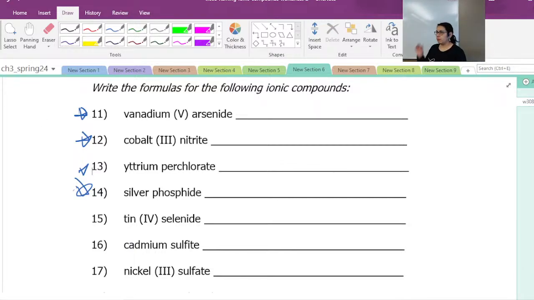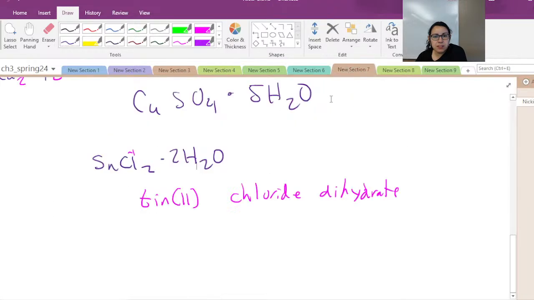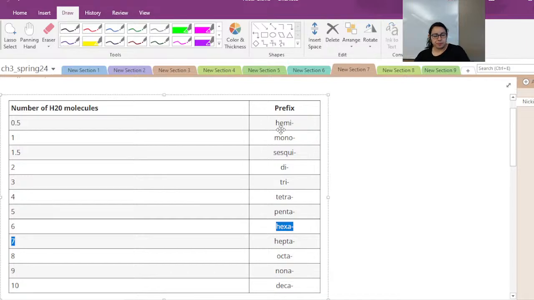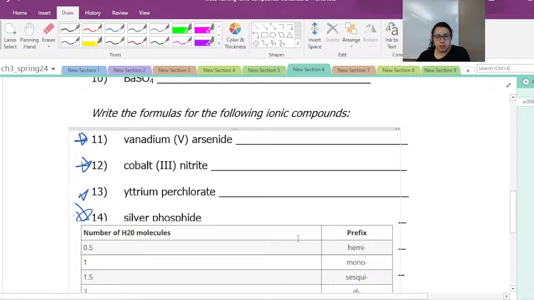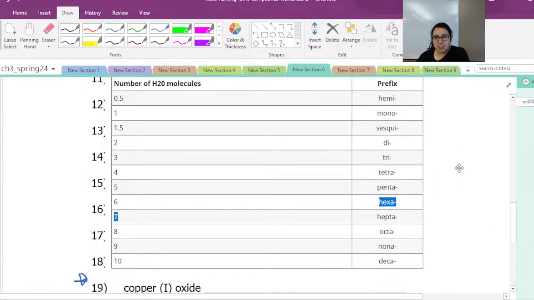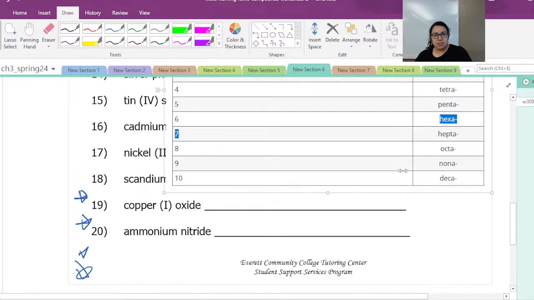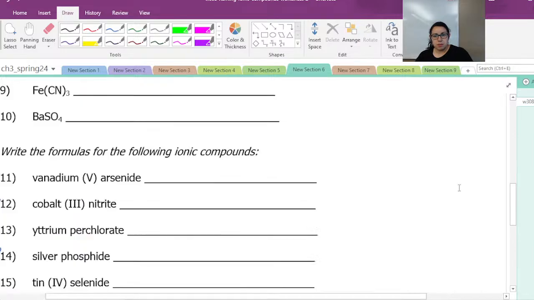Is there a way to also put up the H2O? You want the prefixes? Is that what you're asking for? You want these? Yeah. I could paste them over here. I don't know if that helps. No, let's try again. Just trying to put it, there we go.